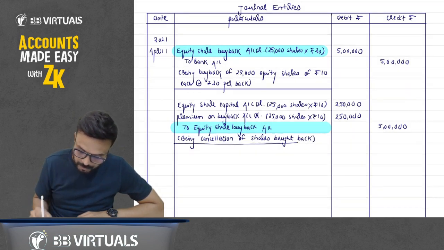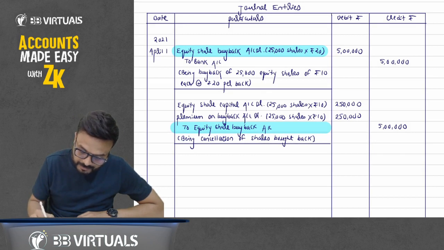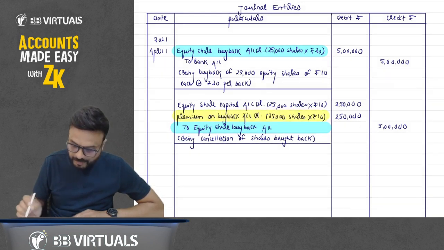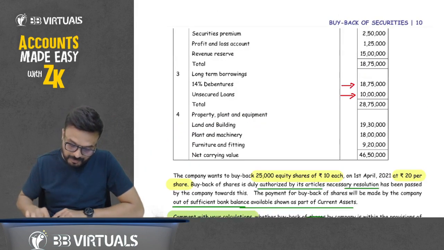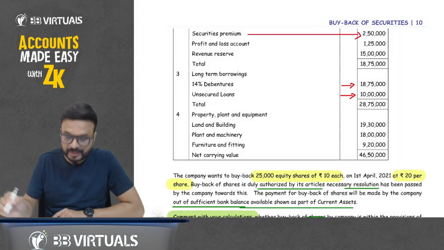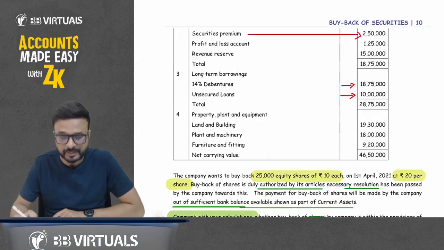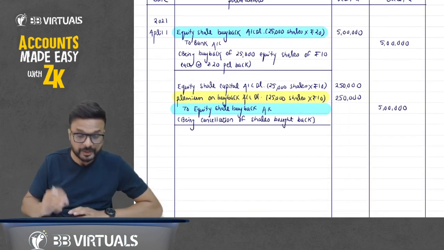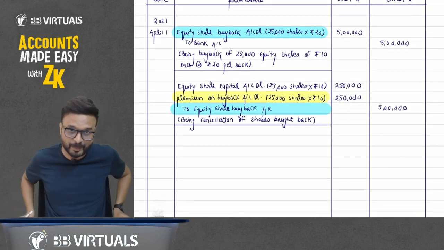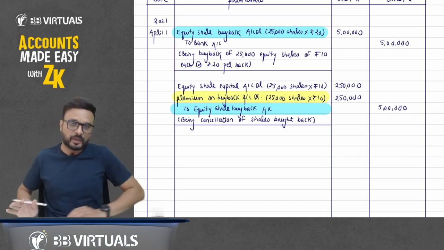Now this premium on buyback, we will write it off against securities premium account. Do we have balance in securities premium account? How much do we require? 2,50,000. Yes, we have 2,50,000 in securities premium account. If there is no balance in securities premium, you can also utilize the P&L account surplus balance, revenue reserve and all. There is no restriction that you have to write it off against securities premium only. You can write it off against P&L account, revenue reserve.